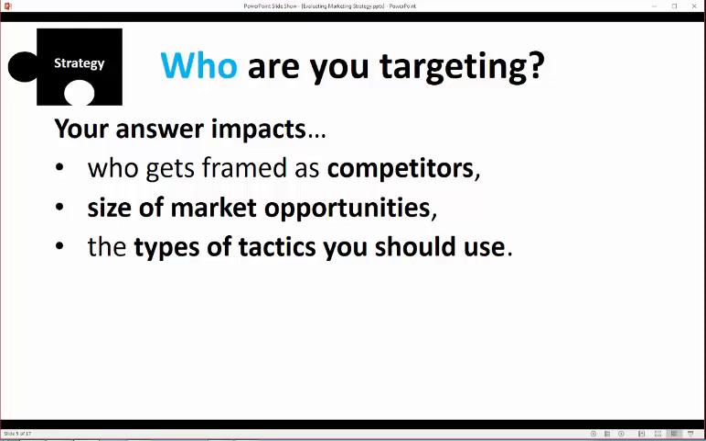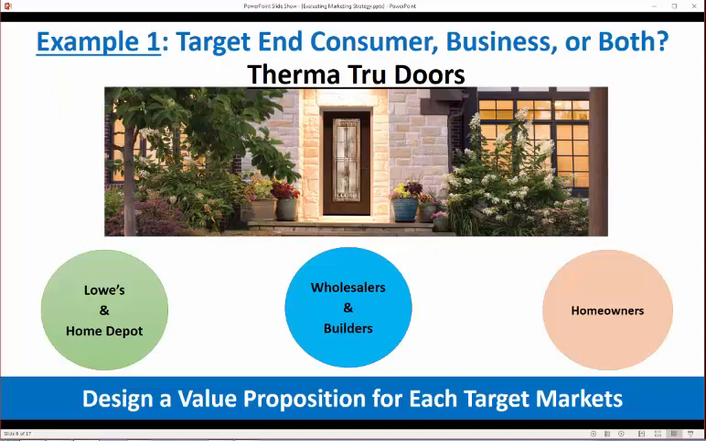Because these things all flow from and have to fit with who you're targeting. That's why it's important to start there. It impacts so many other things that we're doing. For instance, in this first example, think about Therma-Tru doors. Here we have a company that operates globally.